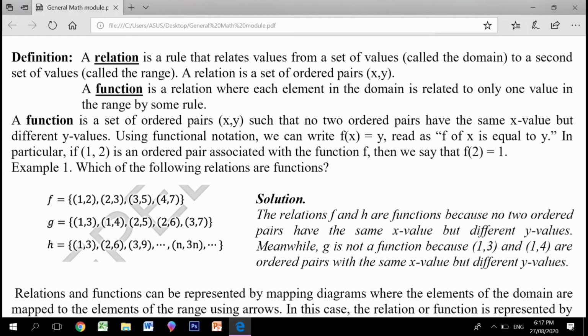A relation is a rule that relates values from a set of values called the domain to a second set of values called the range. So a relation is a set of ordered pairs x and y. So tinatawag po natin na domain, yun po ang ating x, and yung range naman na values, yun naman po ang ating y.